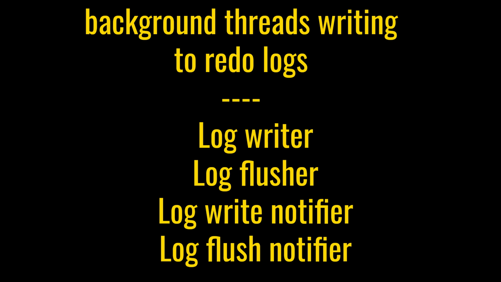Log writer writes from the log buffer or write-ahead buffer to OS buffers. Please remember that log writer does not write to the disk. That is done by the log flusher thread. Log flusher writes from OS buffers to disk using fsyncs. Log write notifier notifies user threads about completed writes to disk, which happens when write_lsn is advanced. Log flush notifier notifies user threads about completed fsyncs.